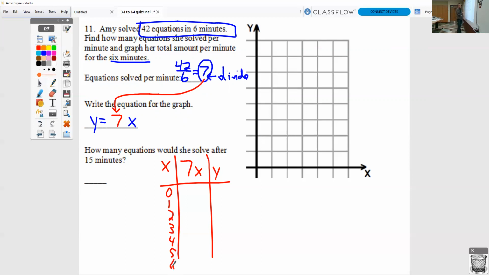Subbing in a 0 into that equation. Instead of 7 times x, we have 7 times 0, which is 0. 7 times 1 is 7. 7 times 2 is 14. 7 times 3 is 21. 7 times 4 is 28. 7 times 5 is 35. And 7 times 6 is 42. So now that we have our points, now we got to graph it. Every graph has to have a title. So let's call it Amy's equations.